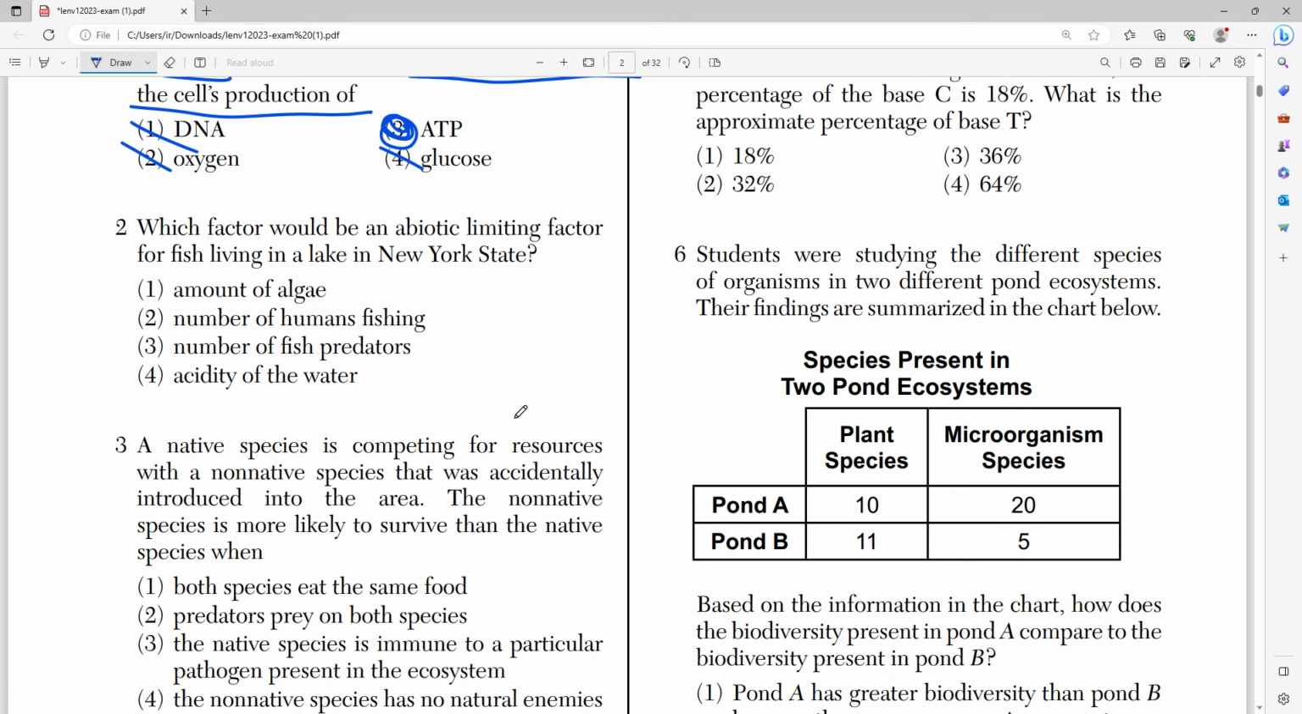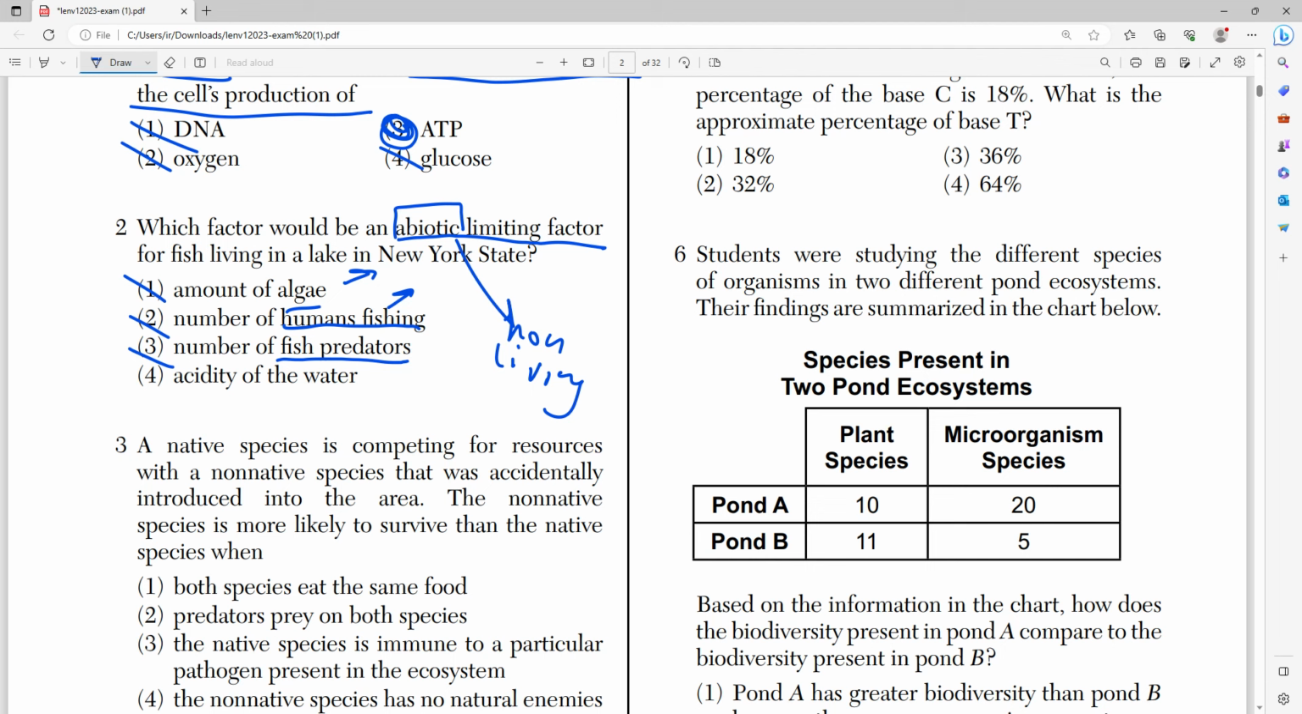Number 2 asks, which factor would be an abiotic limiting factor for a fish living in a lake in New York State? Abiotic limiting factor, keyword here, abiotic, that means non-living. So whatever is not alive is going to be our answer choice. Number 1 is wrong. Number 2 and 3, algae is a plant that's living. Humans fishing, humans are alive and they're doing something. And number 3, fish predators.